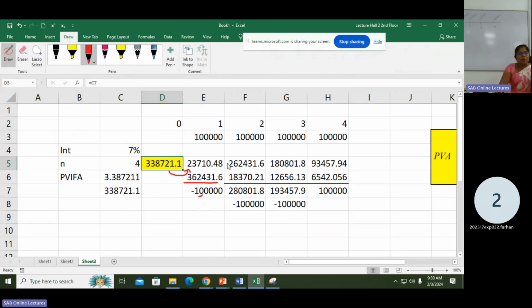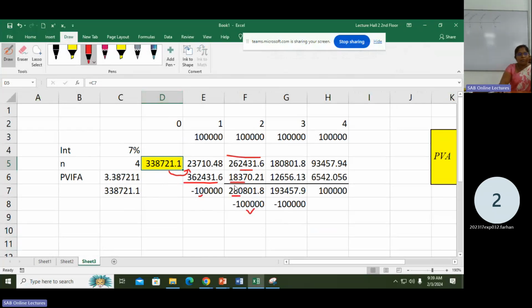So after the first withdrawal, your account balance is 262,431. Then you are getting 7% interest from the bank. So 262,431 times 7%, your interest is 18,370. So the balance at the end of year 2 is 280,801.